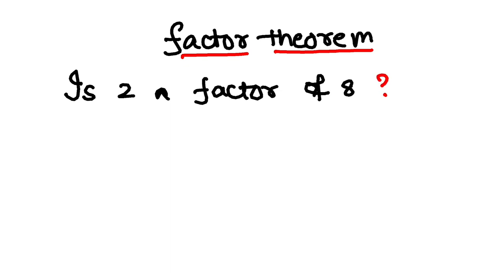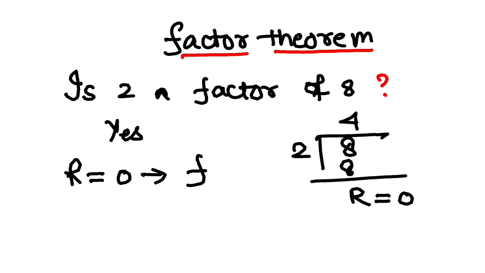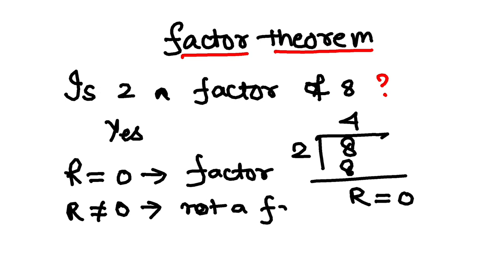The answer to this question is obviously yes, because if we divide 8 by 2, my quotient is 4 and, interestingly, my remainder is 0, right? So what do you understand from this? If the remainder is 0, then it will be a factor. If the remainder is not 0, then it will not be a factor.